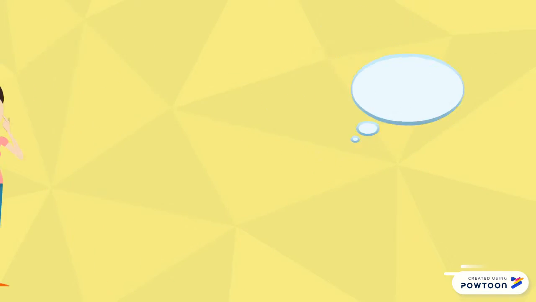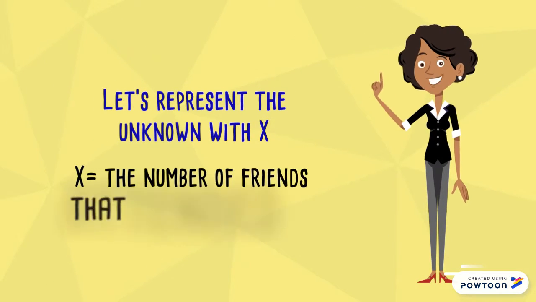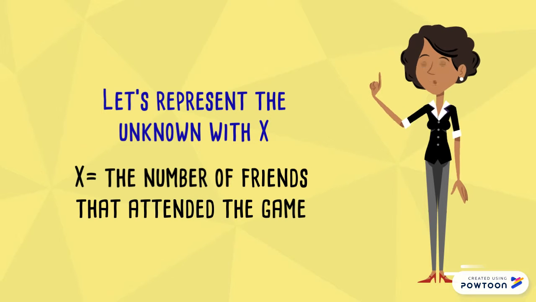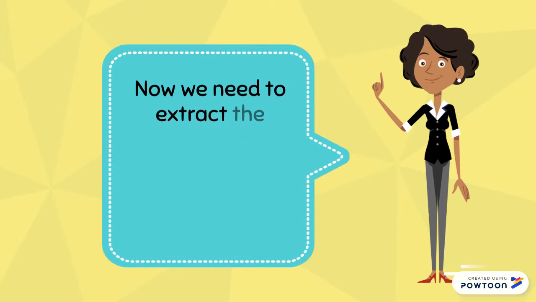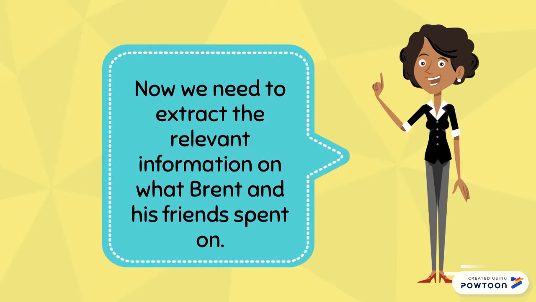Let's represent the unknown with x. X equals the number of friends that attended the game. Now we need to know what Brad and his friends spent on because the information given in the word problem stated that they spent a total of 200 ringgit.